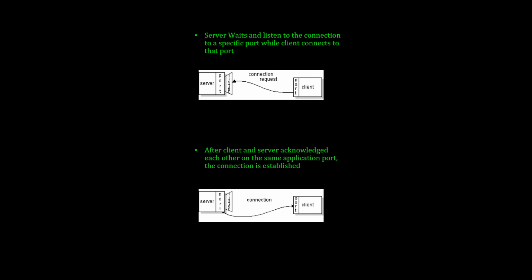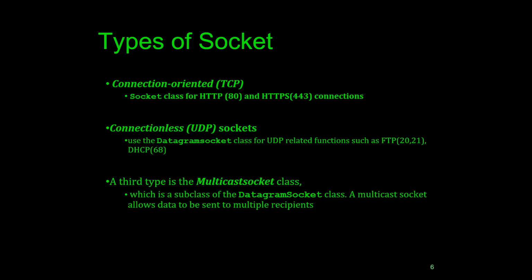Okay, moving on. There are three types of sockets: the connection-oriented TCP socket, the connectionless UDP socket, and a third type, the multicast socket class. The socket class for HTTP and HTTPS, which you use pretty much every day, is a TCP/IP class. It's used with a module called socket, and I'll use it in our programming tutorial. So I hope that clears it up for you.